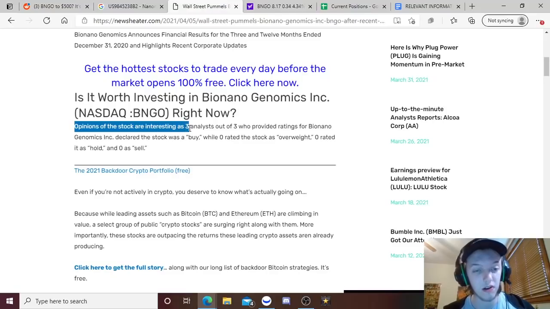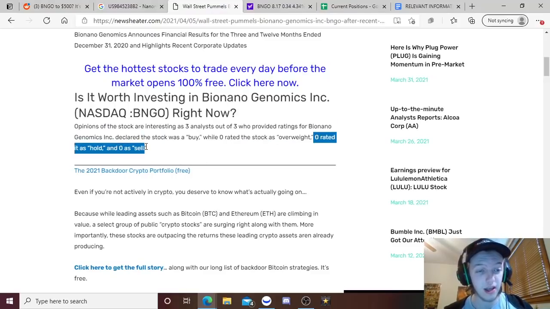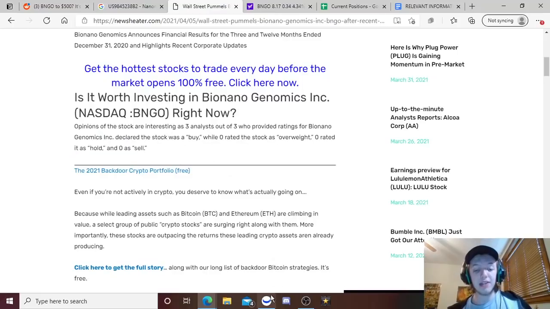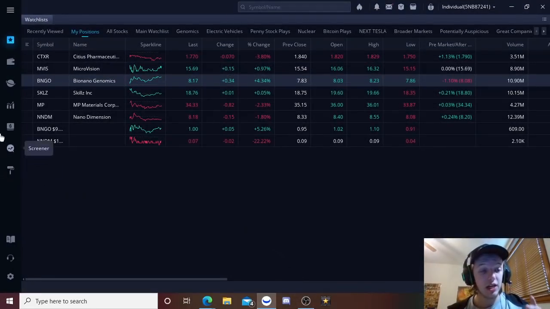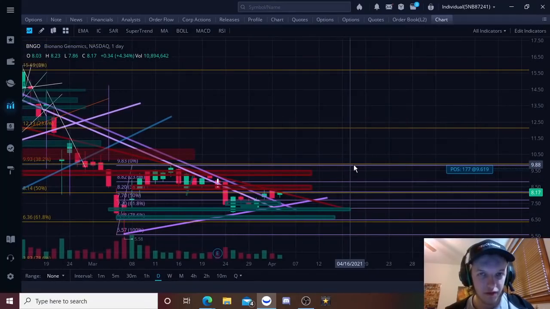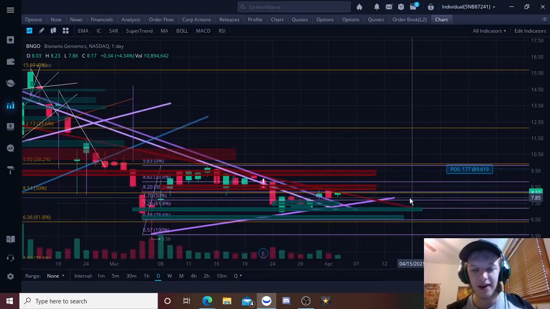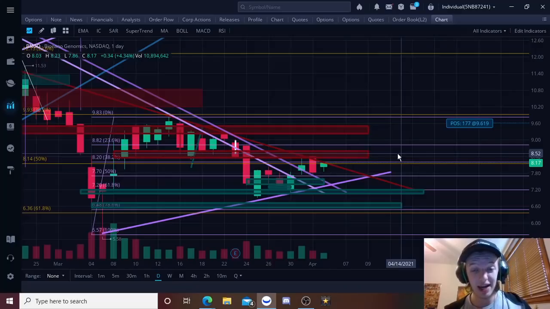Opinions of the stock are interesting as 3 analysts out of 3 who provided ratings declared the stock was a buy. 0 rated the stock as overweight. 0 rated it as a hold or a sell. Even the institutions, it's clear. It's a clear buy and it's an auspicious buy when even the Wall Street analysts in suits that cannot hold through a downtrend realize that, hey, it's a good buy.